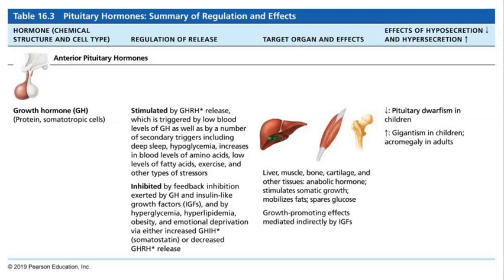The primary targets of growth hormone are the liver, skeletal muscles, bone, and cartilage. Growth hormone is referred to as an anabolic hormone, which is a tissue-building hormone. Growth hormone has both growth-promoting actions, as its name implies, as well as metabolic actions.